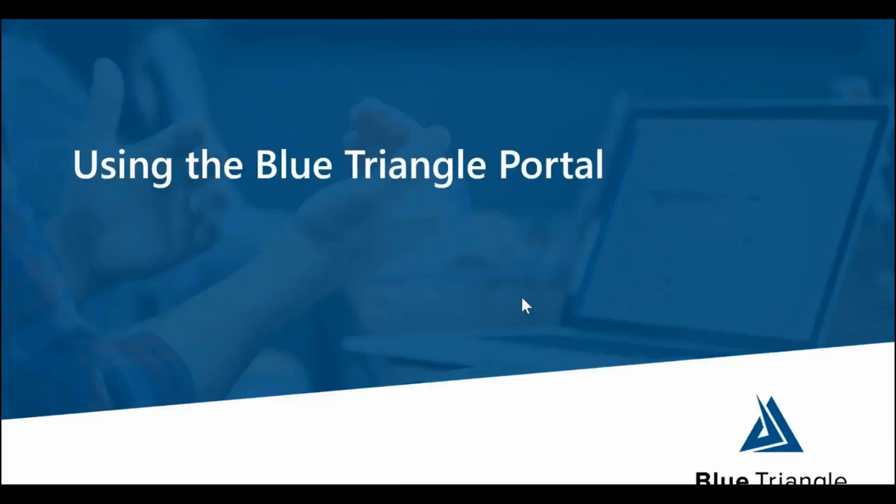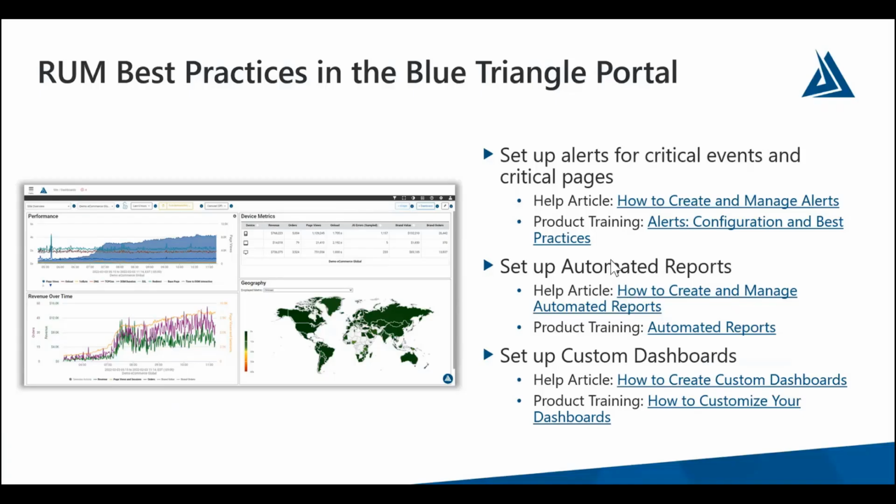All right, so using the Blue Triangle portal, I just have a few bullet points here. Alerts, automated reports, and dashboards are all key areas of Blue Triangle, especially for real user monitoring. One of the things that we always recommend is to set up alerts for critical events and critical pages. Critical events would include things like a low revenue alert or a minimum pages alert, or something like that. There's a couple of help articles here that you can see.